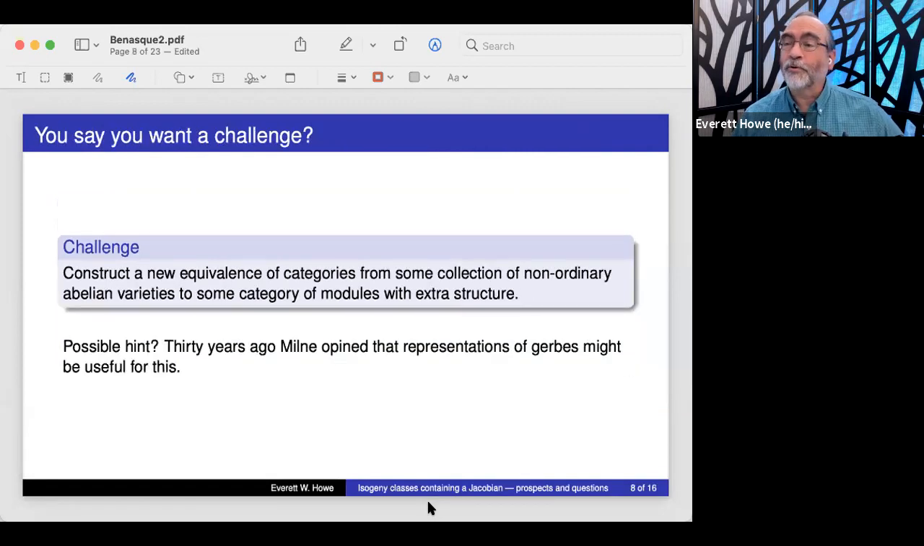Or if you want a real challenge, come up with a new equivalence of categories from some collection of non-ordinary abelian varieties to some category of, say, modules with extra structure that you can compute more easily with. And as I joked yesterday, 30 years ago when I was in Michigan, Milne said that maybe you could do this using representations of gerbes. So if you find that hint helpful, go ahead and use it. I personally did not. But that is just the limitations of my mathematical education.